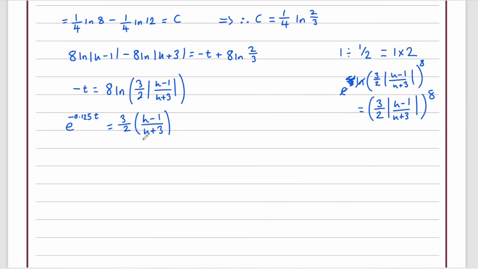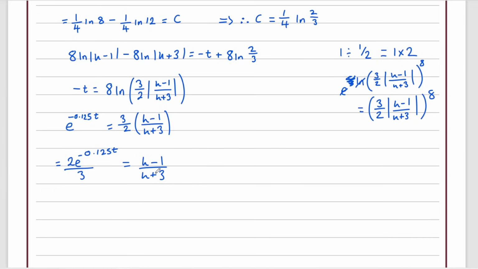So now I'm going to get rid of this 2 here because we've got 3 over 2. Well, I guess what I could just do is divide by this actually. Rather than get rid of the 2 here, I'll just divide by the full thing. So if I divide both sides by 3 over 2, I've got e to the power of minus 0.125t divided by 3 over 2. It's the same as 2e to the power of minus 0.125t all over 3. And that is equal then to h minus 1 over h plus 3.